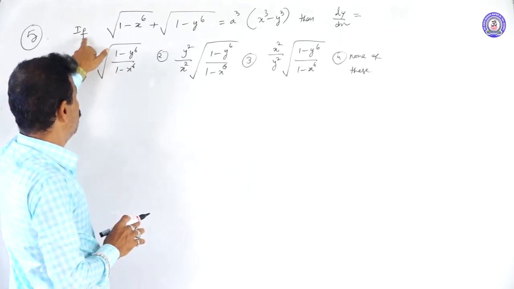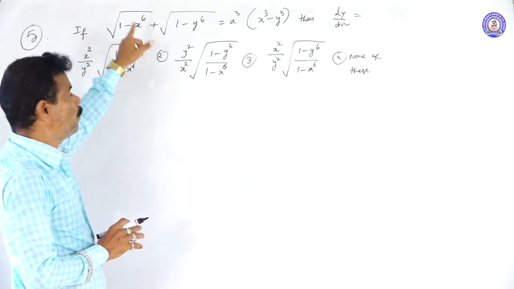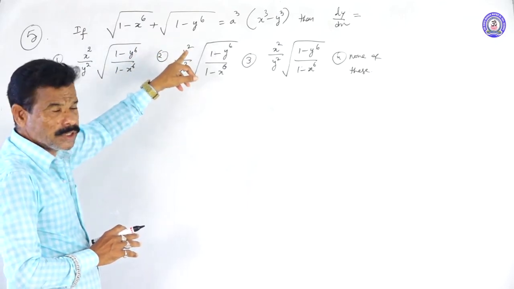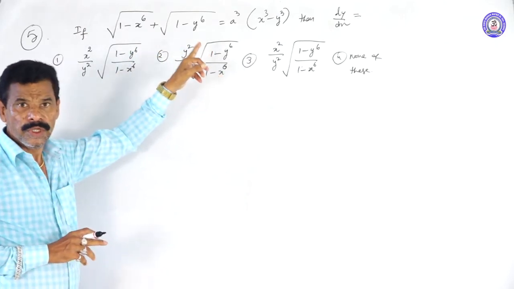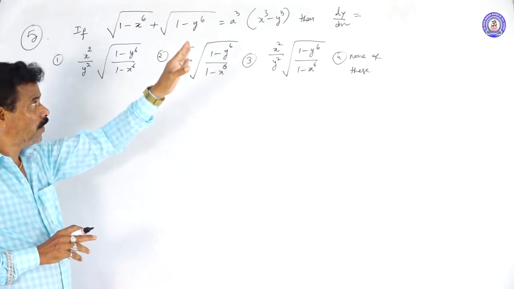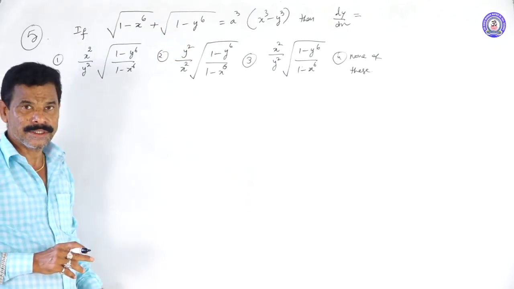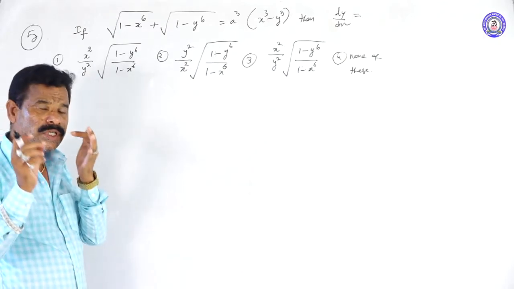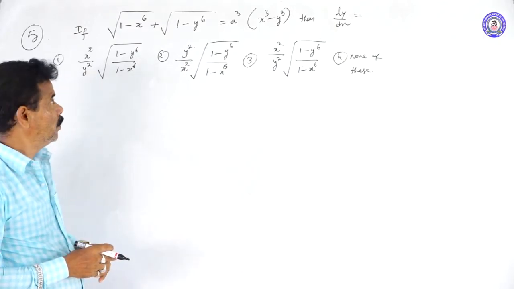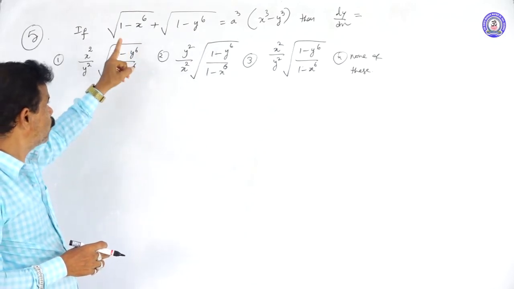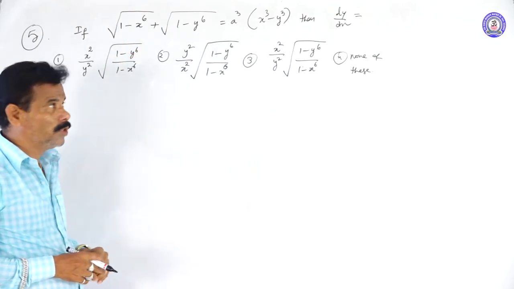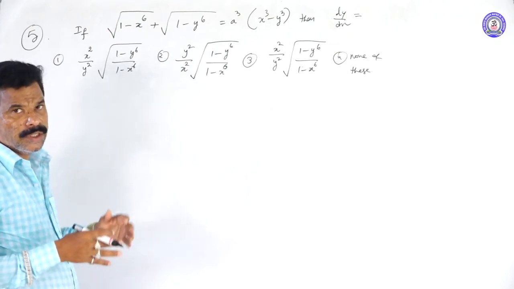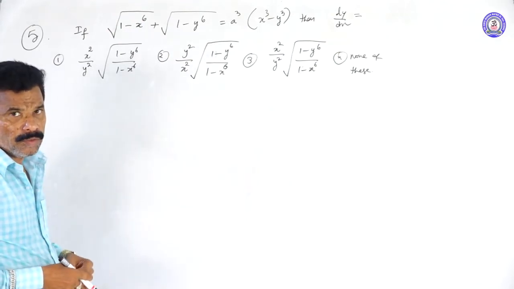If under root of 1 minus x power of 6 plus under root of 1 minus y power of 6 is equal to a cube of x cube minus y cube, then find dy by dx. It is also a more critical problem, so we use the simple techniques. There we have x cube, y cube, here x power of 6, y power of 6. Suppose we take x cube is equal to something, y cube is equal to something, then it is easy to do the problem.